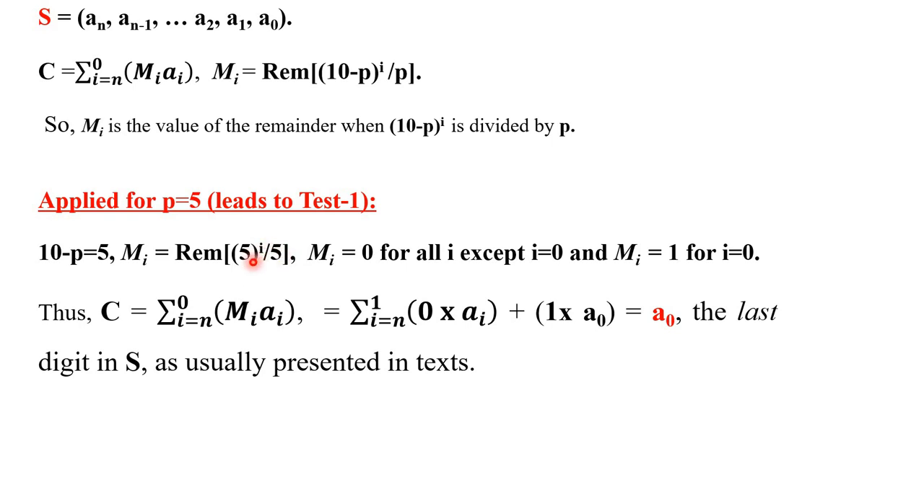But otherwise 5 to the power 1, 5 to the power 2, 5 to the power 3 and 5 to the power n all are divisible by 5. So remainder is 0. So again we see that 1 to n, this part vanishes and the only part that exists is 1 into a0, or m0 is 1 and a0. So that is a0, the last digit in S, as again usually presented in texts.